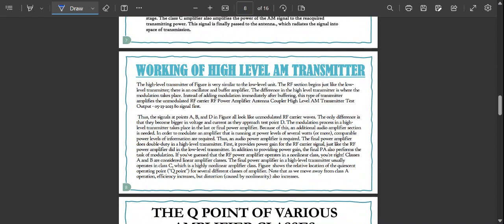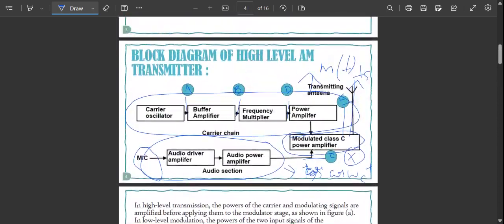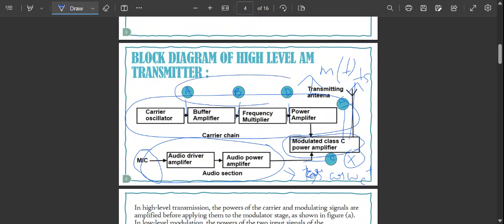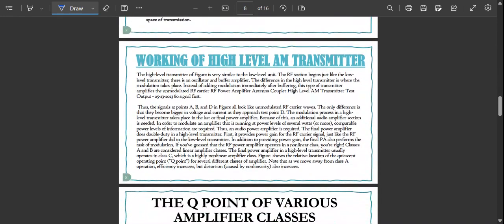Basically, the difference in a high-level transmitter is where the modulation takes place. Instead of adding modulation immediately after buffering, this type of transmitter applies the unmodulated RF carrier signal first. Thus, the signals at points A, B, and D are the unmodulated RF carrier waves. The only difference is that they become bigger in voltage and current as they approach point D. So, this is how the working takes place.